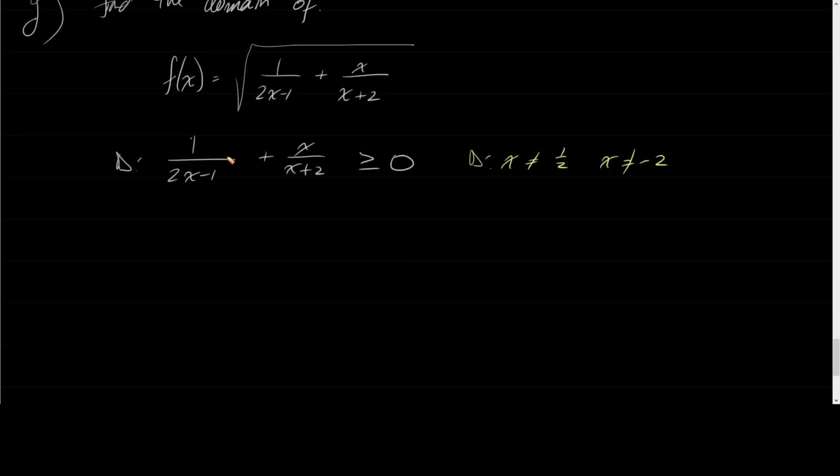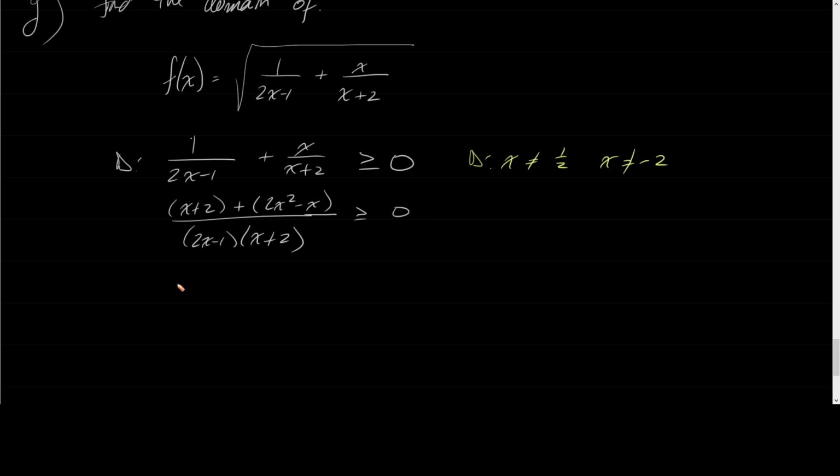The next thing we're going to do here is come up with a common denominator. So we have 2x minus 1 times x plus 2. Multiply: x plus 2 times 1 is just x plus 2, plus x times 2x minus 1. Well, I guess we can just write it as 2x squared minus x. And what this gives us now is greater than or equal to 0.